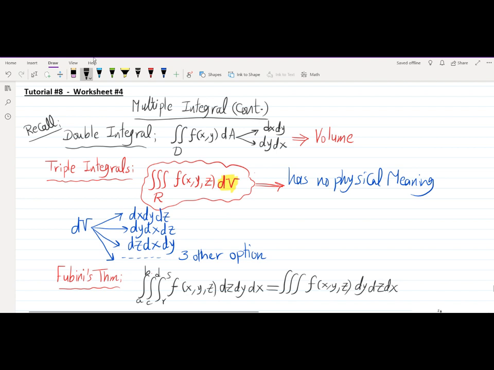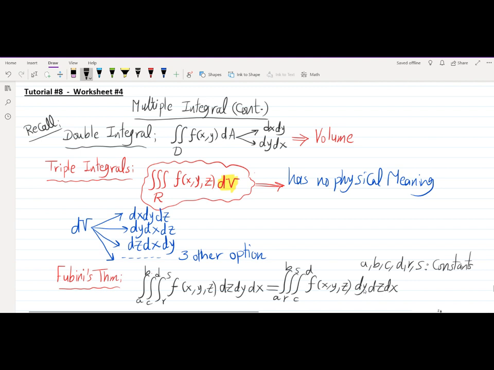And from the first, z has the limits from r to s, so r and s will be in the middle of the limits here, and y changes from c to d, and here y is the first one, so it will be from c to d, and finally x with the same order from a to b, considering that a, b, c, d, r, and s are all constants. So the main point is that Fubini's theorem also holds for triple integrals.